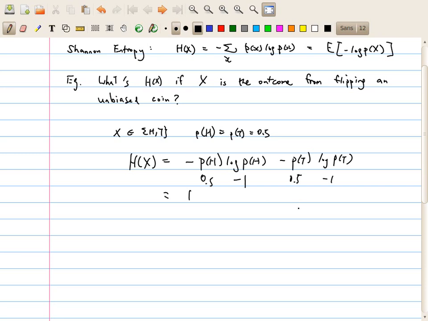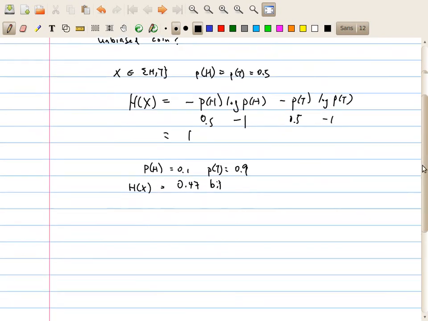So it's pretty nice. So how about if the coin is actually biased? Let's say P(head) is equal to 0.1 and P(tail) is equal to 0.9. Again, we can just substitute into this equation, and it turns out that H(X) will be approximately 0.47. So the amount of information of the outcome of flipping a biased coin will be smaller than flipping an unbiased coin, according to the Shannon entropy expression.